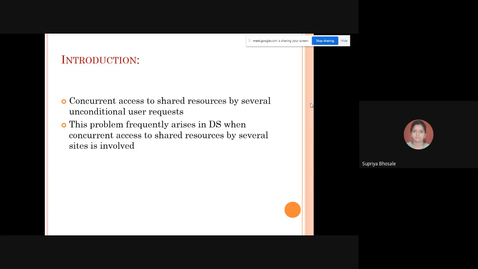To use these kind of shared resources, we have to process the several unconditional user requests. So this problem frequently arises in distributed system when concurrent access to the shared resources by several sites is involved. Fine, so that is why you have to solve the mutual exclusion problem.